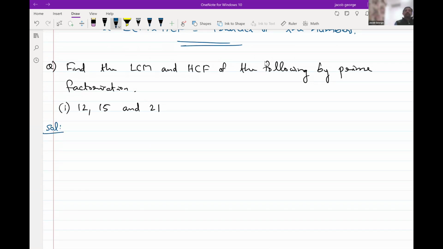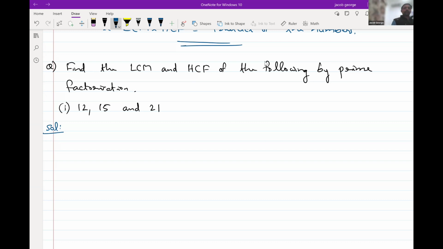Okay, so here also we do the same way. Here verification is not required for 3 numbers. It is not asked as well. We have to factorize 12, then factorize 15, and factorize 21. The same way, we will write the common prime on a line.